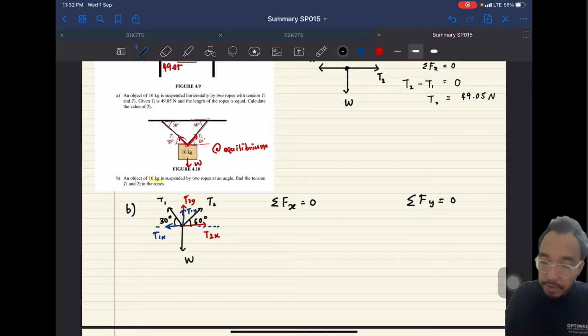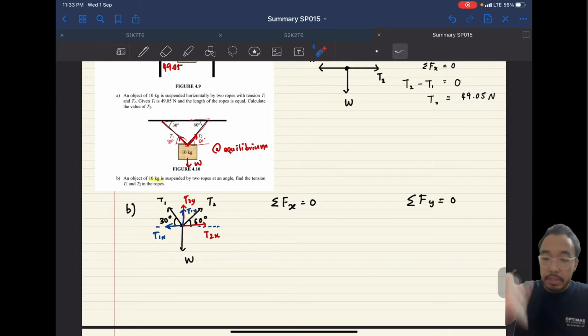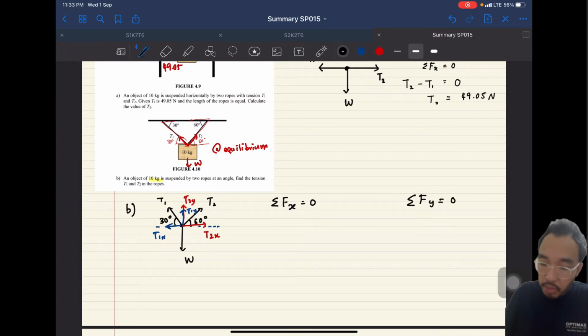So x component first, you just have to look at this horizontal line. What are the forces on this line? You will have T2x and T1x. Okay, so just these two forces. So it will be T2x. Okay, why is this one positive? Because it is to the right, minus T1x because T1x is pointing to the left, so I put that one as negative, equals 0.